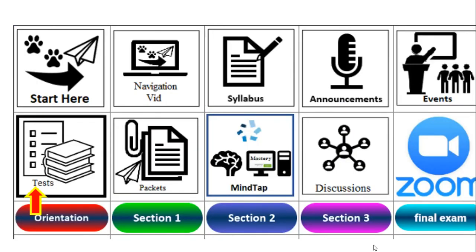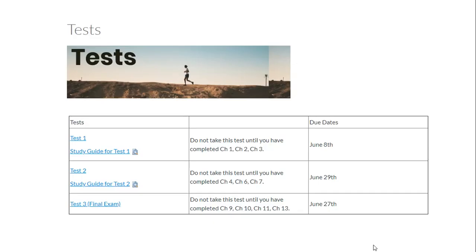Now, the tests icon will take you to the tests page, and you will notice that in the test page, there is a link to the actual test, for example, test 1, and there is a link to the study guide for test 1. Also, you'll notice that it says, do not take this test until you have completed chapters 1, 2, and 3. That is because test 1 includes chapters 1, 2, and 3. And so if you haven't finished that, you're not going to do well on test 1. Please make sure you finish the chapters before you take the test.